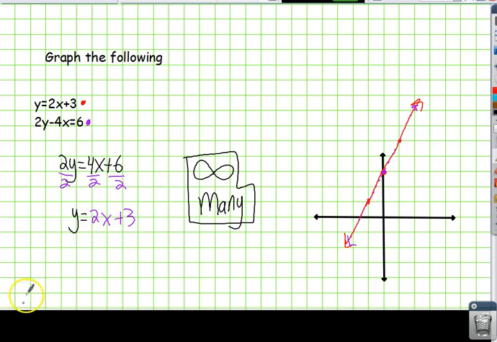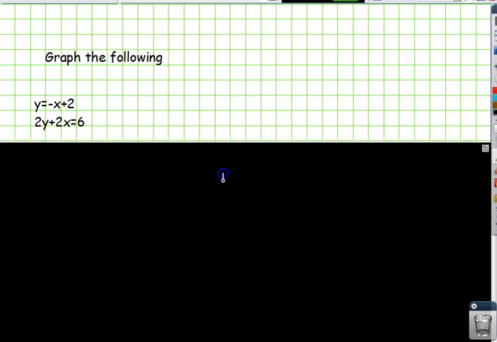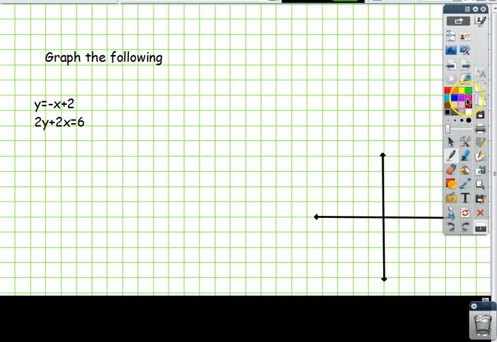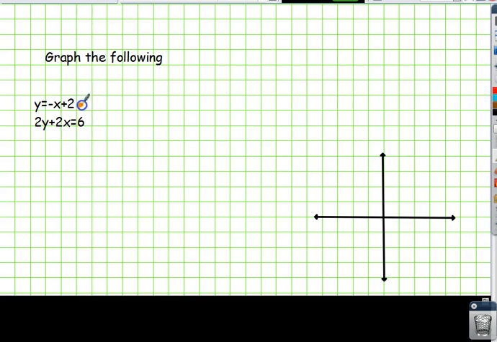Alright, let's move on. Alright, so let's look here. Let's graph these two lines. One is in y equals mx plus b. I'll tackle that one first. I will graph this one in orange. Alright, so I look here. And alright, I graph the y-intercept of 2. And then I use my slope of -1 there to go down 1 to the right 1. Or up and to the left.